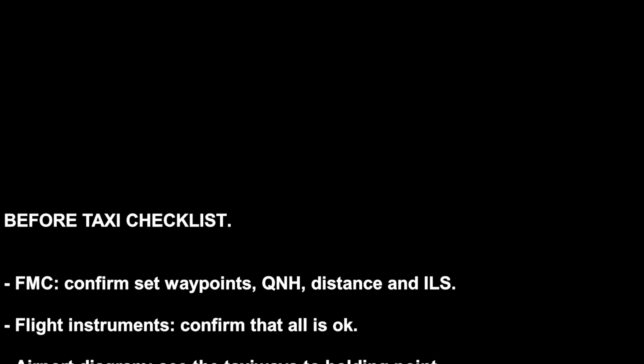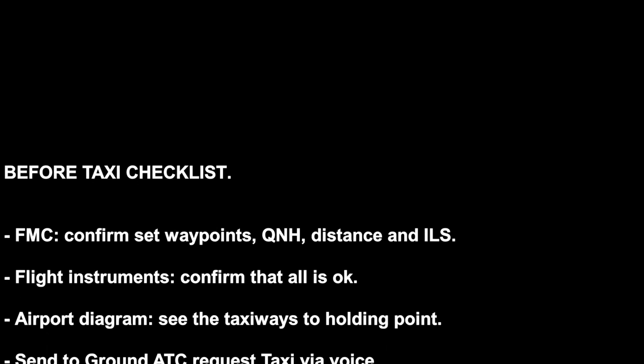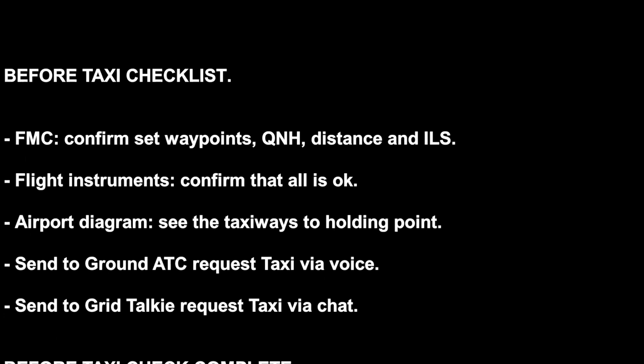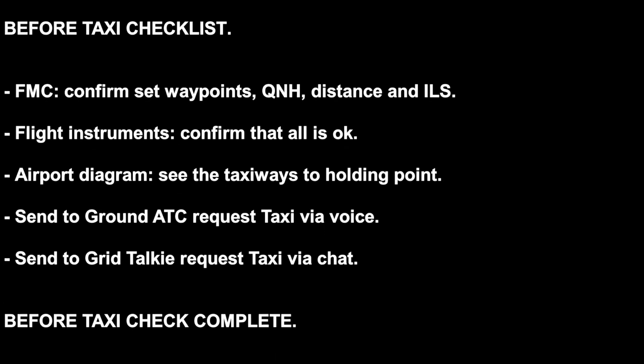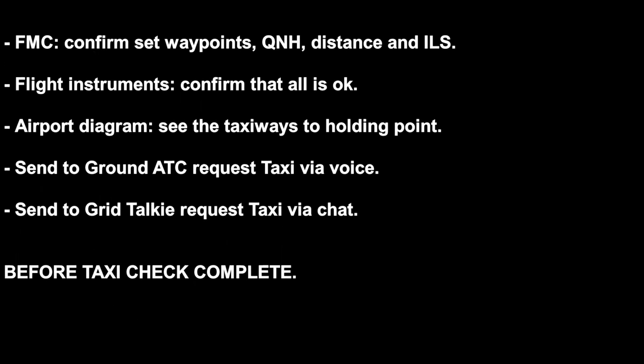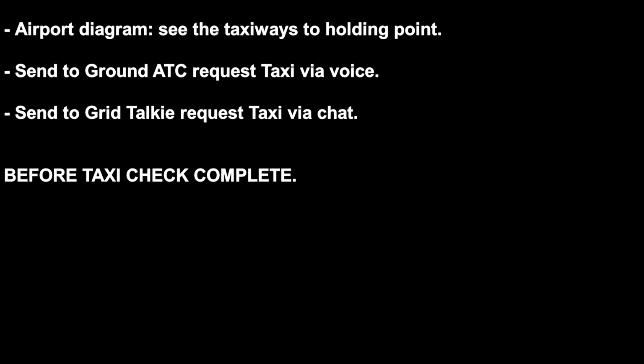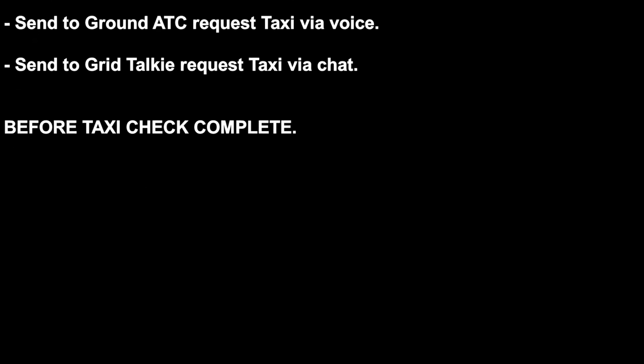Before taxi checklist. FMC, confirm set waypoints, QNH, distance, and ILS. Flight instruments, confirm that all is OK. Airport diagram, see the taxiways to holding point. Send to ground ATC request taxi via voice. Send to Grid Talkie request taxi via chat. Before taxi check complete.